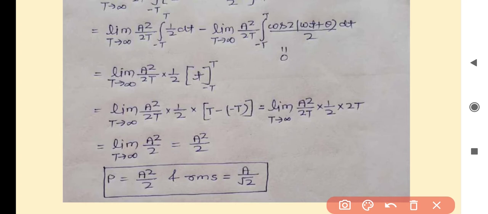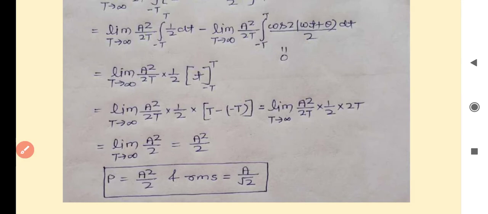So the power of a sinusoidal signal, it may be a sin theta, or a sin omega t plus theta, or a cos omega t plus theta, whatever it is, it will always give a power which is the square of the amplitude of the signal divided by 2, a square by 2, and the RMS value can be calculated as the root of this value, which is a by root 2. So keep in mind that the power of a sinusoidal signal is always the square of the amplitude of this signal divided by 2.